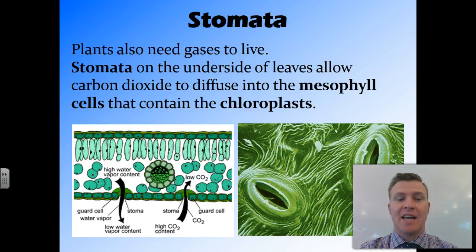So they actually need to take carbon dioxide into their leaves to get to the chloroplasts, and they expel excess oxygen. They do this by pores on the underside of the leaves called stomata. And stomata allow air and, most importantly, the carbon dioxide to pass into the spongy mesophyll cells, which are the cells that contain the chloroplasts in the leaf.